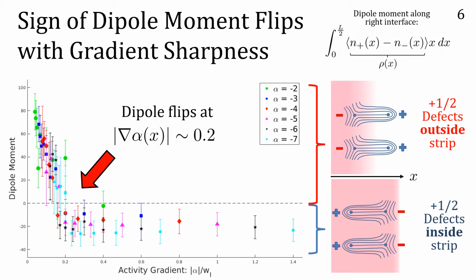area. A positive dipole moment means that +1/2 defects are extending outside of the active strip into the passive region, while the negative dipole moment means that +1/2 defects accumulate closer to the center of the strip, with -1/2 defects staying closer to the edge of the interface.